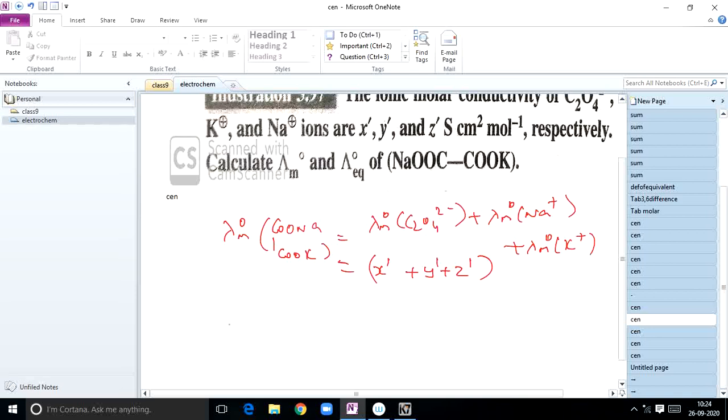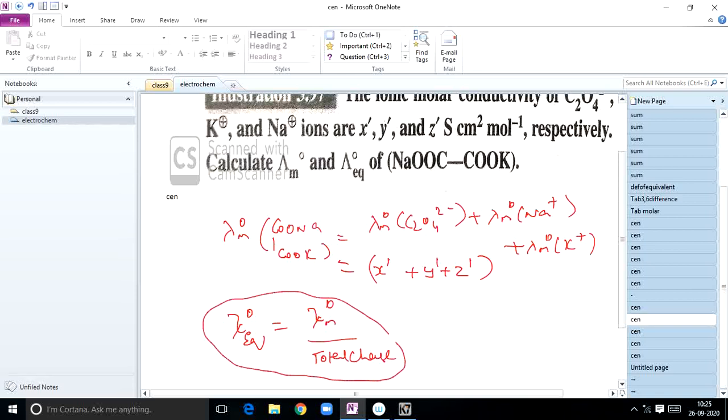Substitute directly. Next, equivalent conductance lambda E is equal to molar conductance lambda M divided by total charge. That is the relation between equivalent conductivity and molar conductivity. So here what you can write? Equivalent conductance is equal to X dash plus Y dash plus Z dash by total charge. How much? 2. That is all. That is the relation.